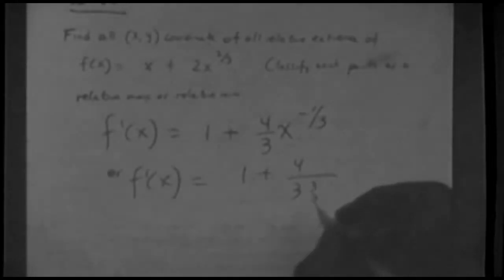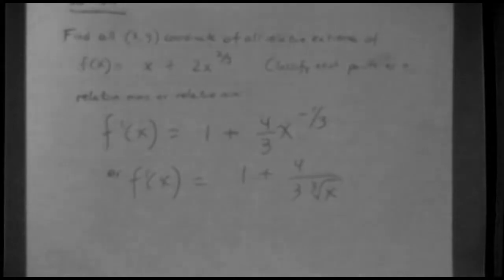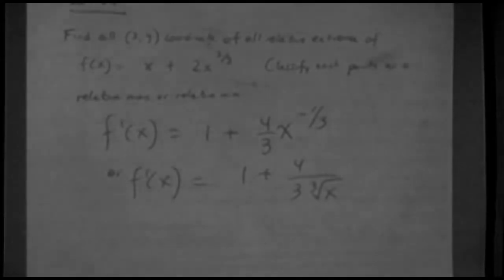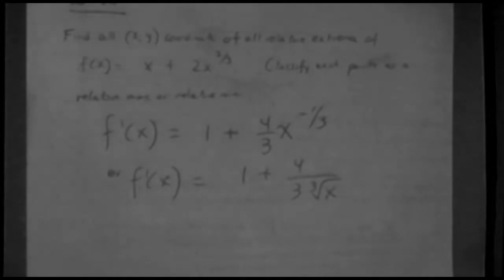f prime of x equals 1 plus 4/3 x to the minus 1/3, or f prime of x equals 1 plus 4/3 cubic root of x. Put your hand up if you had the derivative correct. Good. Just because you had the derivative correct doesn't mean you got the problem right. Now, we need to find out where the derivative is 0 or undefined. And you're going to get 2 answers.